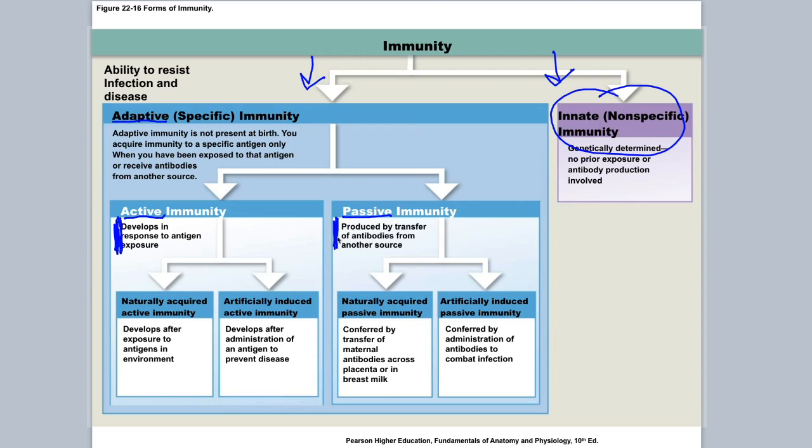Okay, so one of the types of passive immunity is down here. It's naturally occurring passive immunity. This is conferred by transfer of maternal antibodies across the placenta or in the breast milk. So in infants, they don't have their own active immune system yet. So we don't have any active immunity going on inside infants. Instead, their immunity is passive.